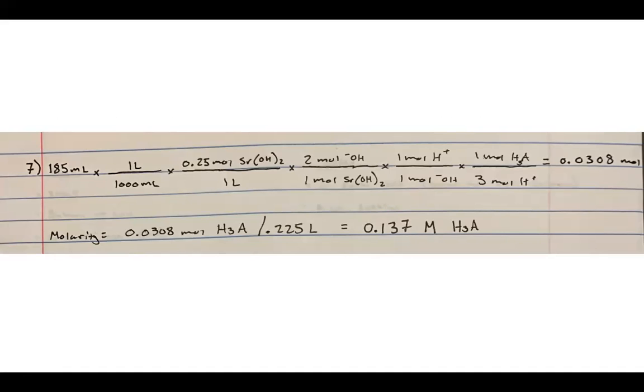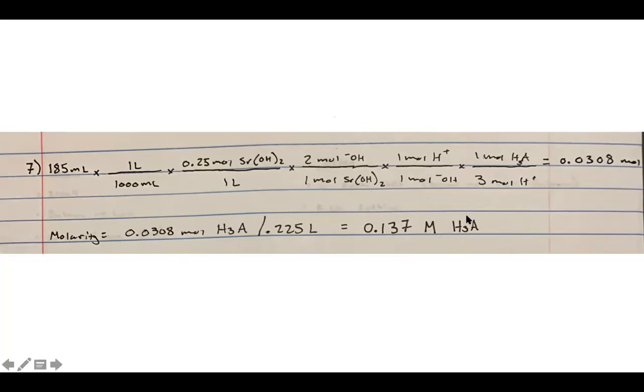We have 185 milliliters. We're going to convert that to liters, so 1 liter is 1,000 milliliters, and we're going to use the molarity to convert from liters of solution to moles of strontium hydroxide. A 0.25 molar solution means 0.25 moles of strontium hydroxide per 1 liter of solution. So we put that into the equation. And then we don't actually care about the strontium hydroxide, we only care about hydroxide. So 1 mole of strontium hydroxide is 2 moles of just our hydroxide.